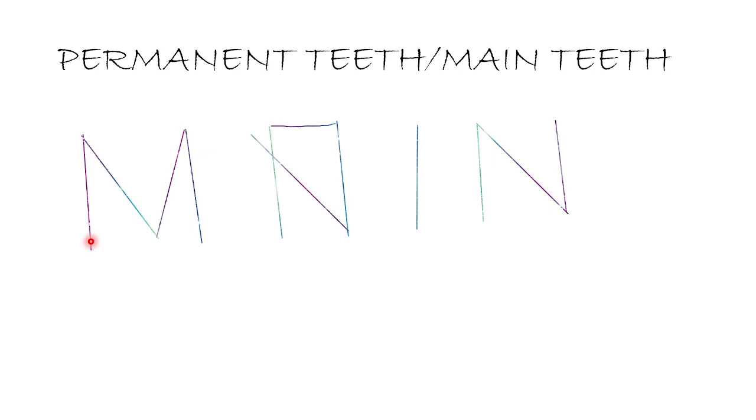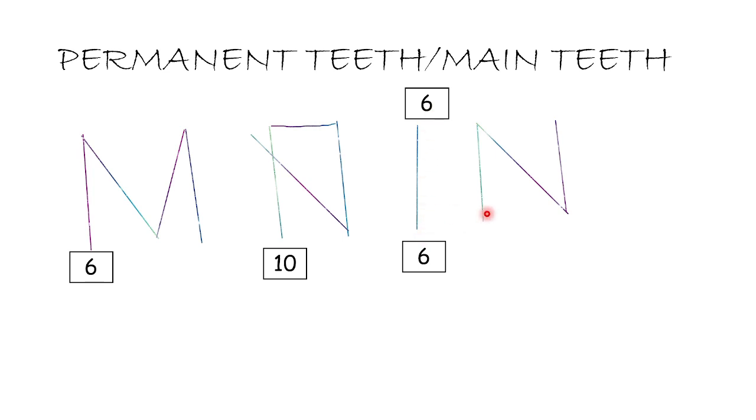So let's write our magic number. Our M has to begin with 6, A begins with 10, I again begins with 6, and both the mandibular first molar and maxillary first molar are kind of synchronous, so we write both 6 together, and now N has to begin with 11 and N has to end with 17.